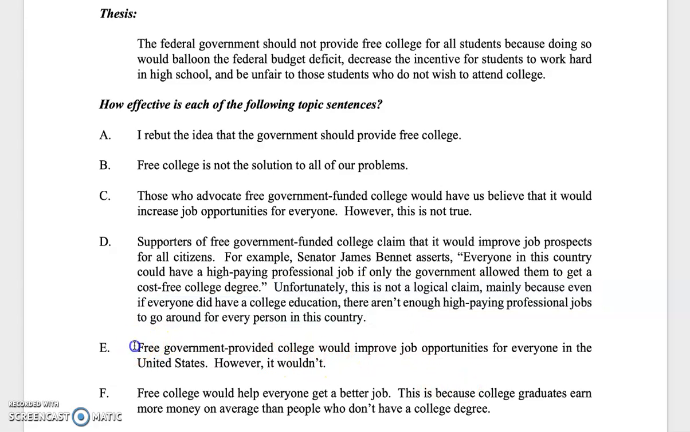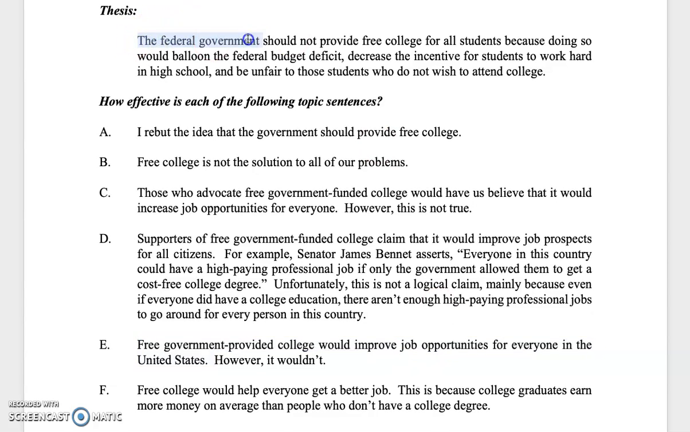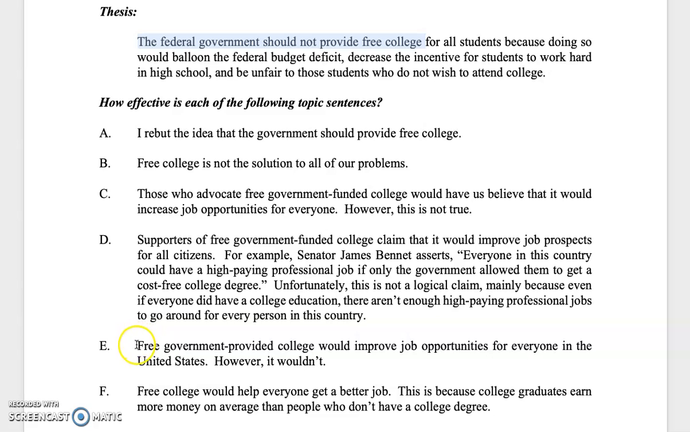The last ones here are very confusing because it doesn't set up the first sentence as one of the other side's points. So it sounds like it's the writer saying that free government-provided college would improve job opportunities. And that's very confusing because it sounds like the writer who just wrote in the thesis that the government shouldn't provide free college is now saying that it would do this great thing. So it makes people think that you've changed sides, which is terrible. And then it just says, however, it wouldn't, right? We're trying to sort of get into the rebuttal.